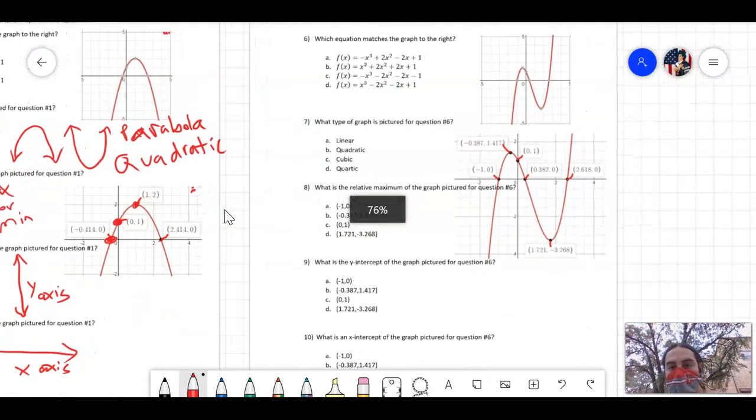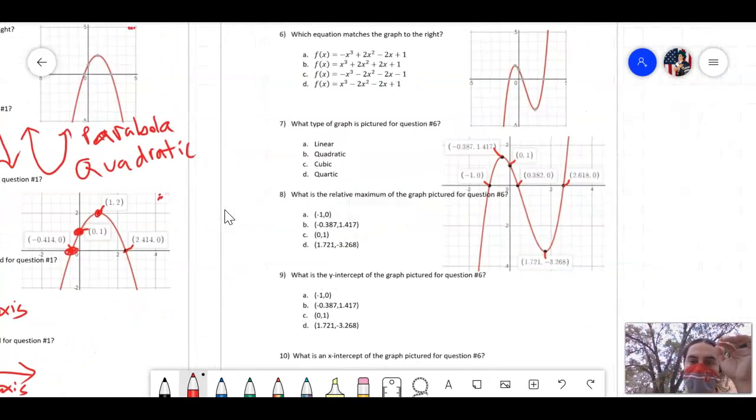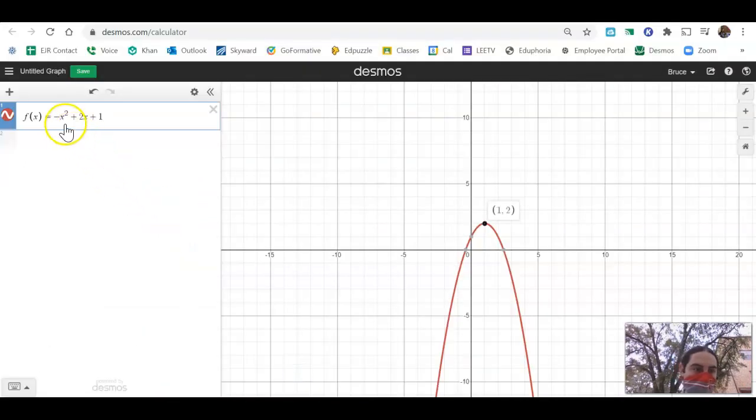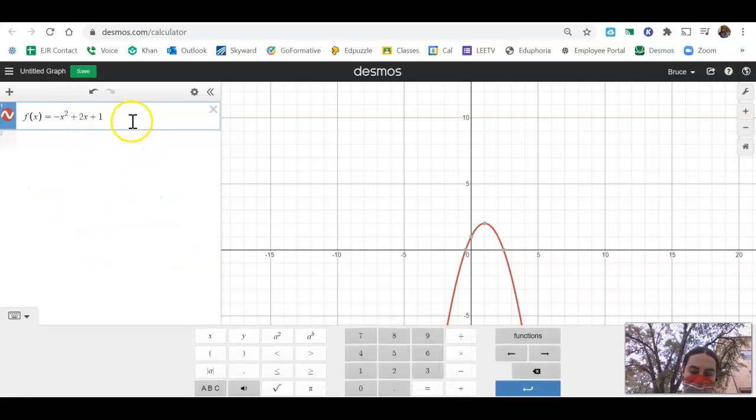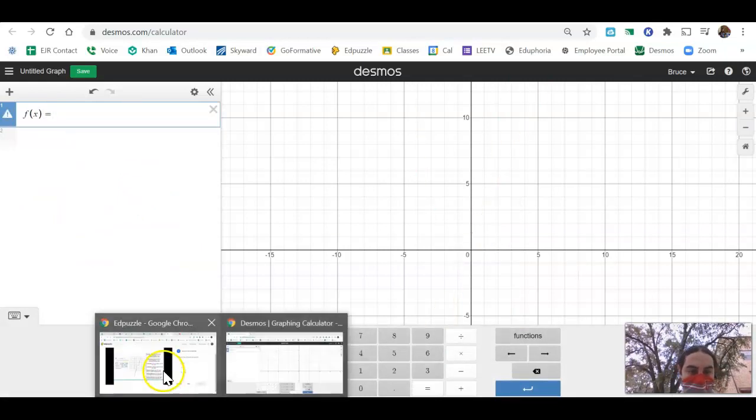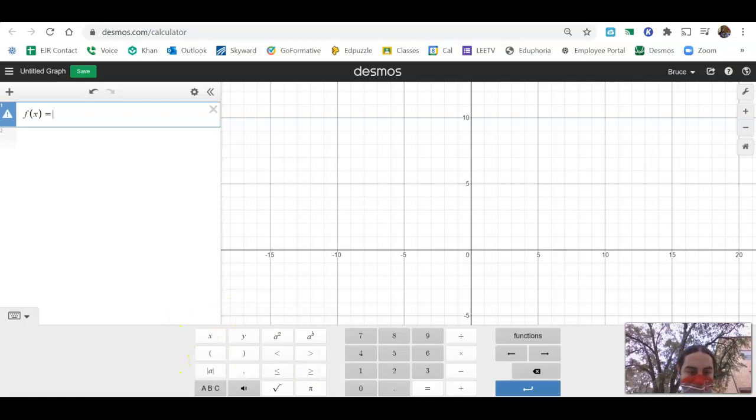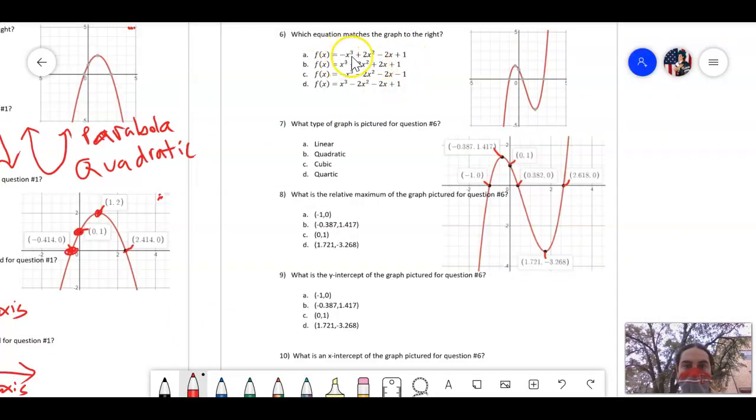Now over here, which equation matches the graph to the right? Okay. Now we're going to start graphing this stuff. Let's go back to Desmos. Now, when you're typing this in, let me just delete it all. Okay. The first, let's try these answer choices again. Negative x cubed plus 2x squared minus 2x plus 1.